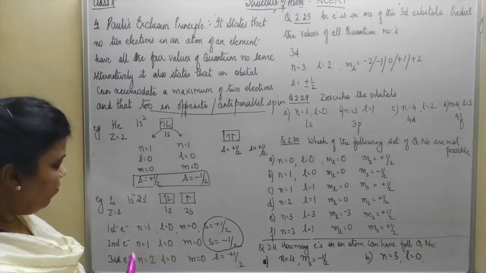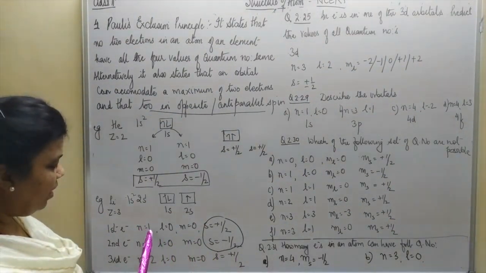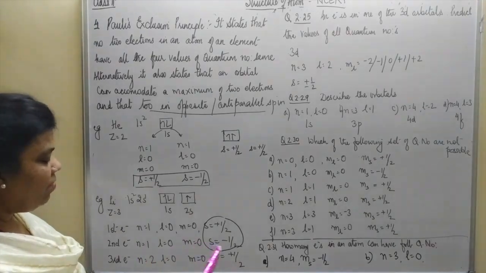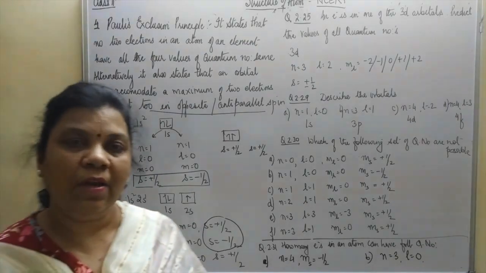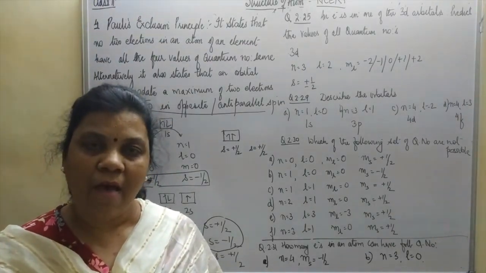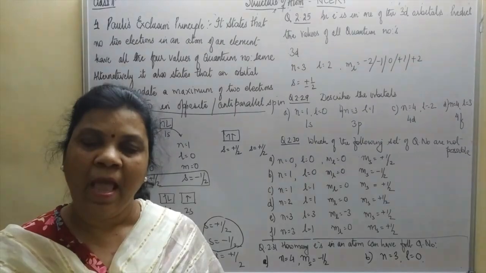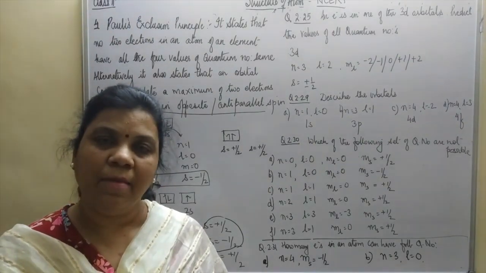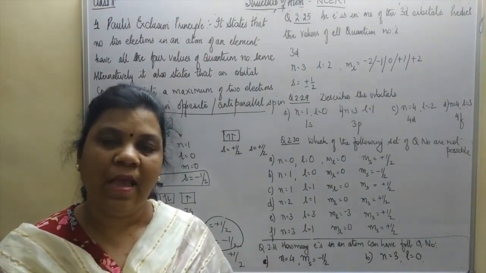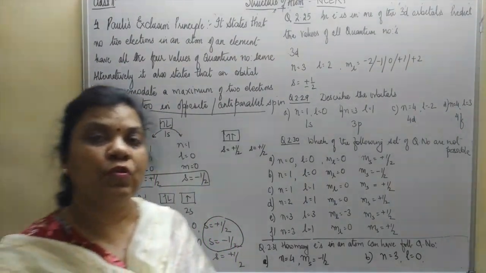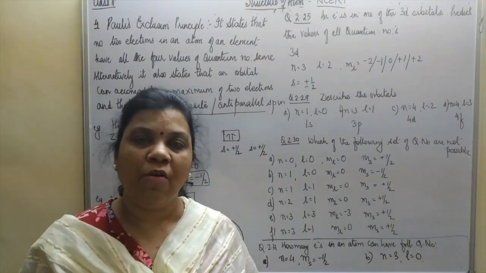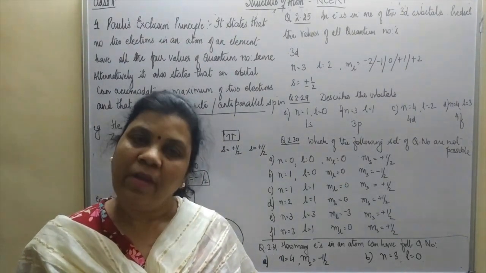So if you compare the first and the third electron, you will find that the n value is different. If you compare the second and the third electron, you will find not only the n value but the s value is also different. That means no two electrons in an atom can have all 4 quantum numbers the same, as stated by Pauli, and the principle is called Pauli's exclusion principle.